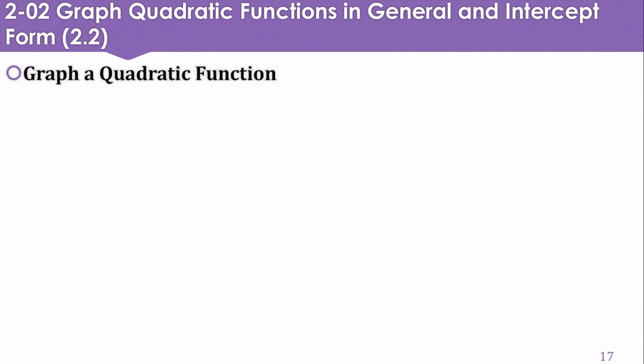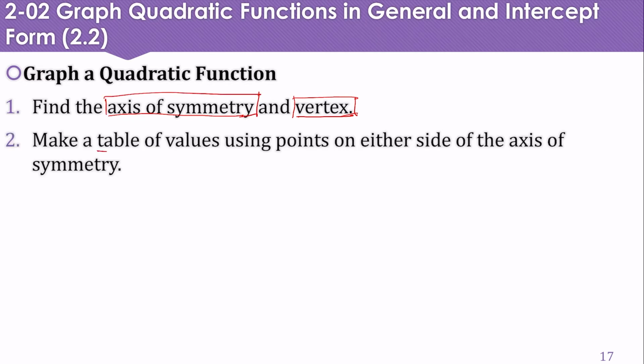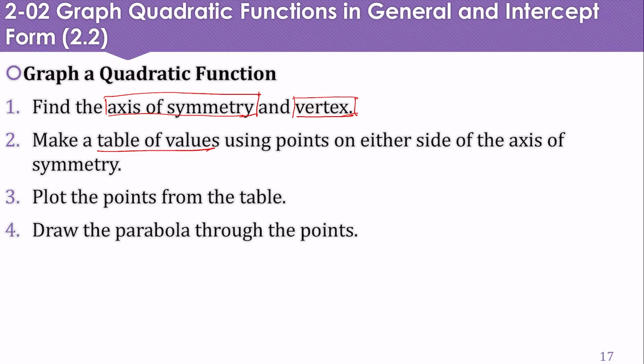So how do we graph a quadratic function? Well, first of all, you can find your axis of symmetry and the vertex. Really, you're looking for the vertex, but the axis of symmetry is fine because you're just going to make a table. So then you make a table of values, your axis of symmetry, or the vertex in the middle, plot the points, draw a nice parabola, which is the shape of the curve, either opening up or opening down.